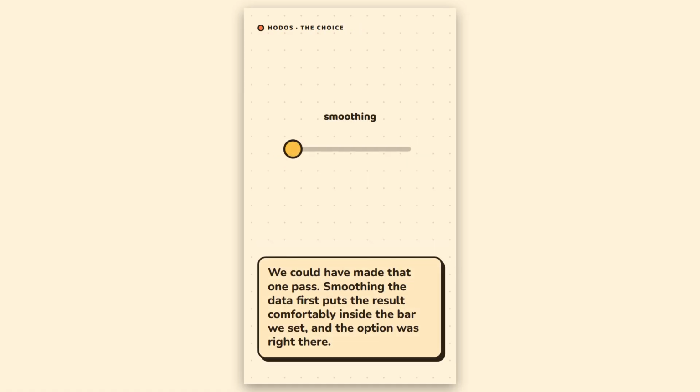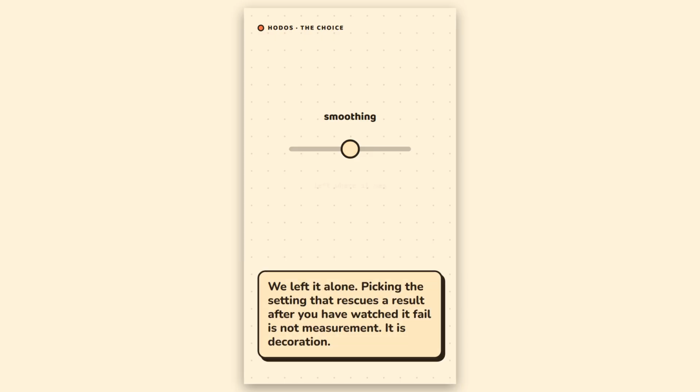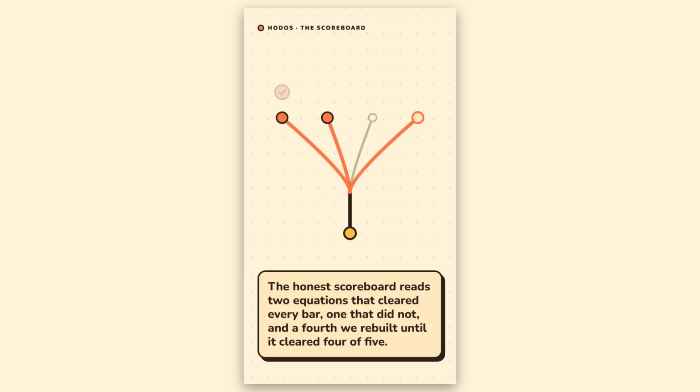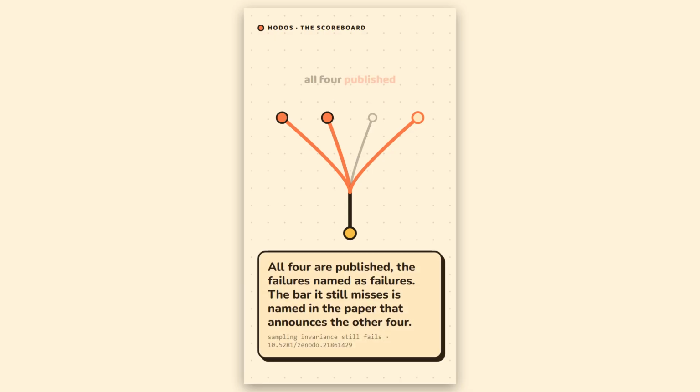We could have made that one pass. Smoothing the data first puts the result comfortably inside the bar we set, and the option was right there. We left it alone. Picking the setting that rescues a result after you have watched it fail is not measurement, it is decoration. The honest scoreboard reads 2 equations that cleared every bar, one that did not, and a fourth we rebuilt until it cleared 4 or 5. All 4 are published, the failures named as failures. The bar it still misses is named in the paper that announces the other 4.